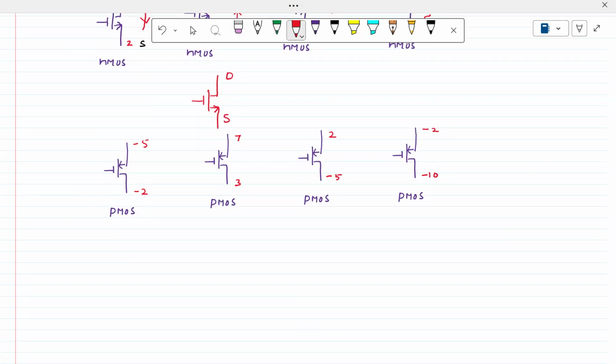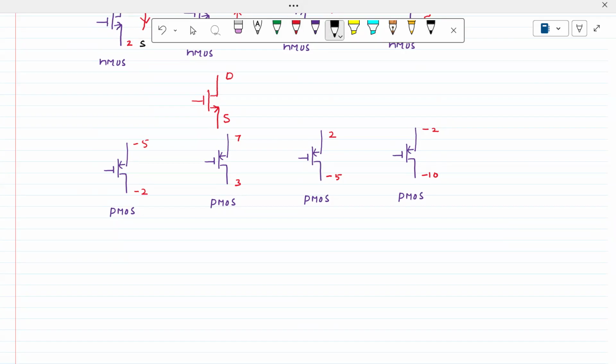Can you please tell me which one is the source and which one is the drain in this case? How do we tell if it's a PMOS or NMOS? Not because I have written PMOS and NMOS; you should say based on the arrow mark, right? So this is a PMOS, of course. Which one is the source and which one is the drain?